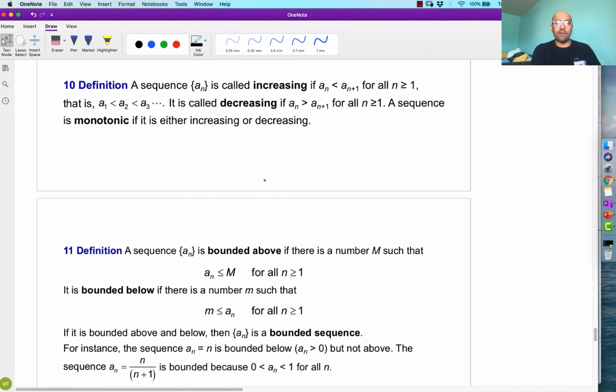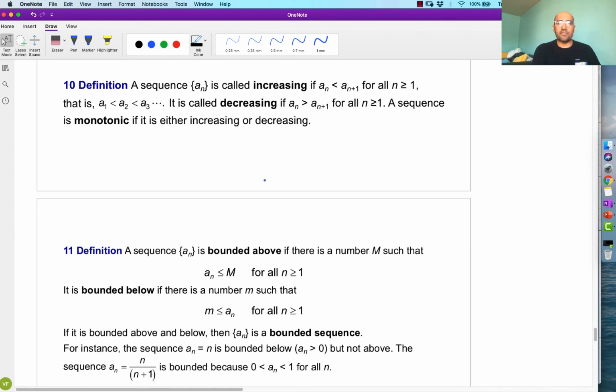A sequence a sub n is called increasing if a sub n is less than a sub n plus 1 for all n greater than 1. So that means that the actual values on my sequence keep getting larger and larger and larger. I think that's pretty intuitive.